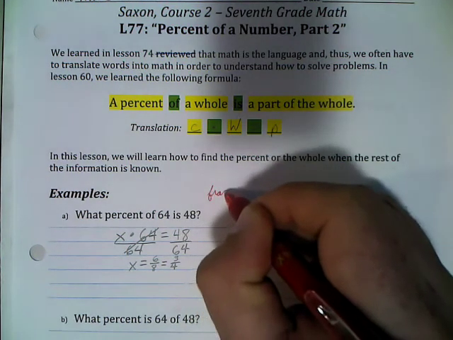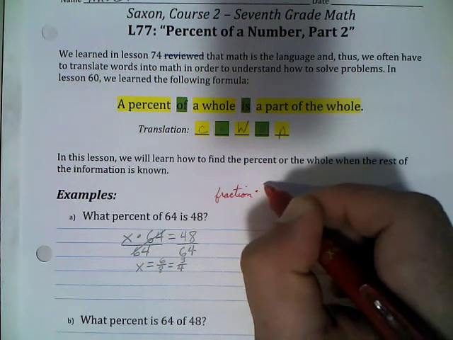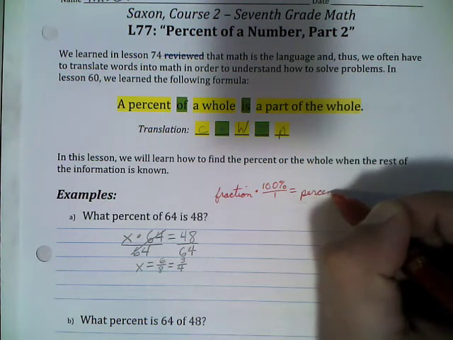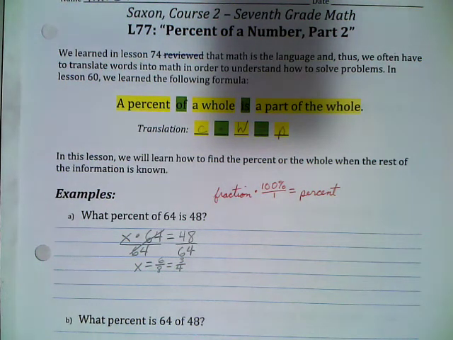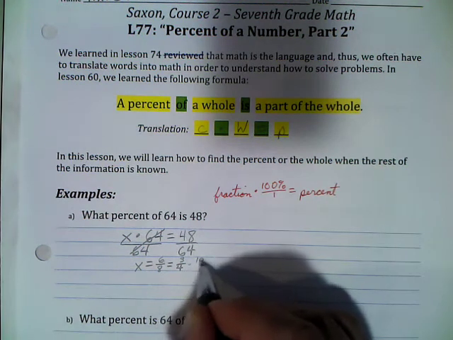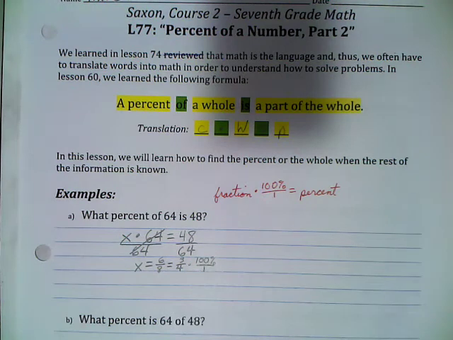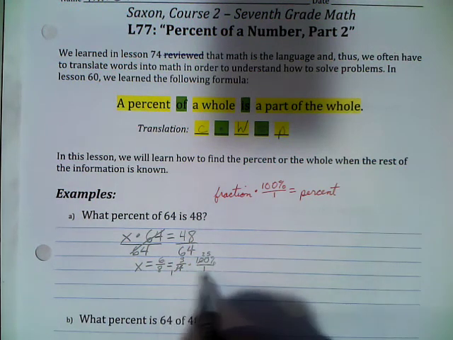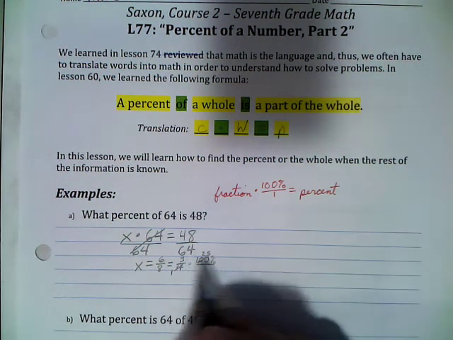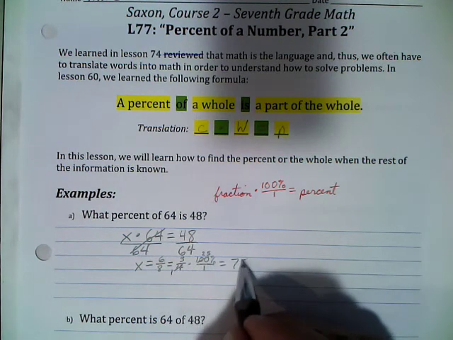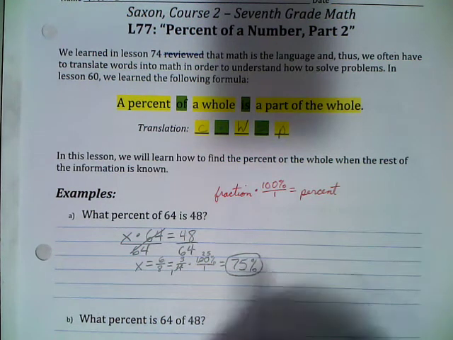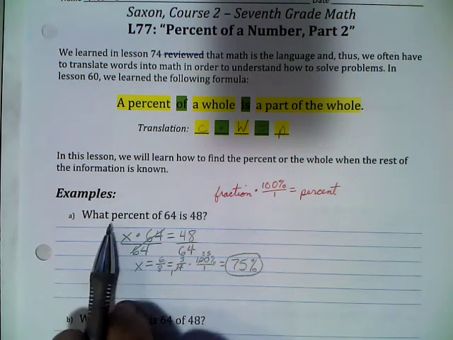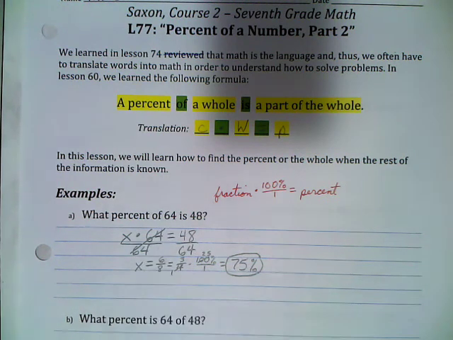and we times it by 100% over 1, the answer will be a percent. So if I take this and multiply it by 100% over 1, well, then I can reduce the 4 with the 100. That'll make a 1 and a 25. So all 1s on bottom means it's going to be a whole number. So 3 times 25% is 75%. So what percent of 64 is 48? 75% of 64 is 48.